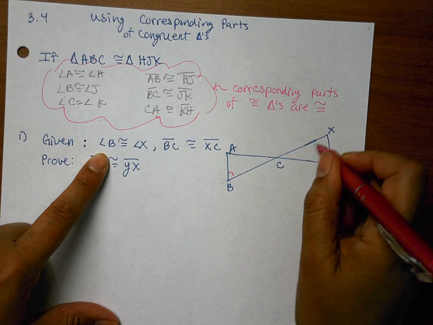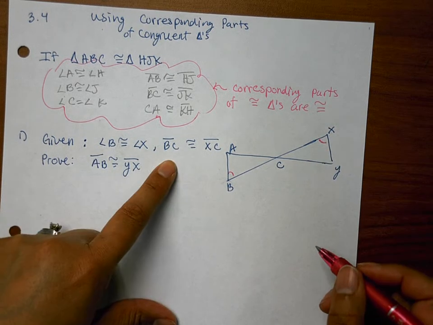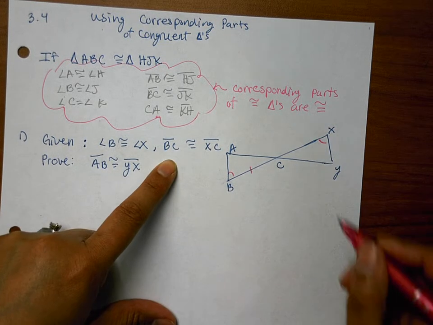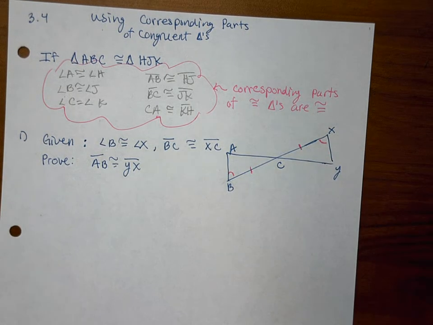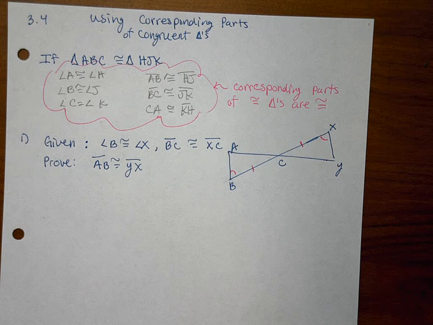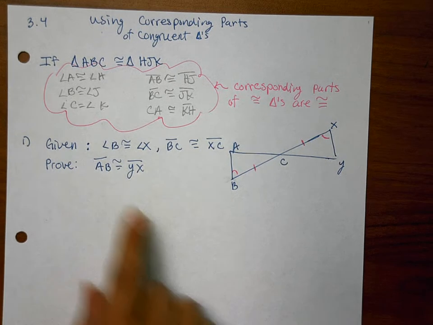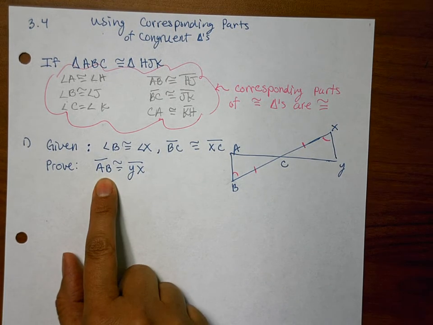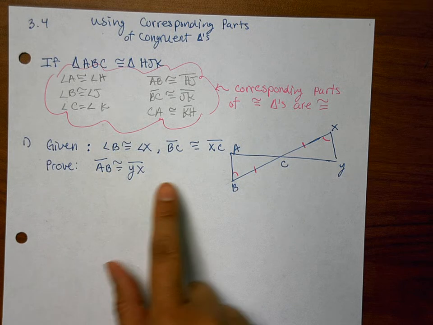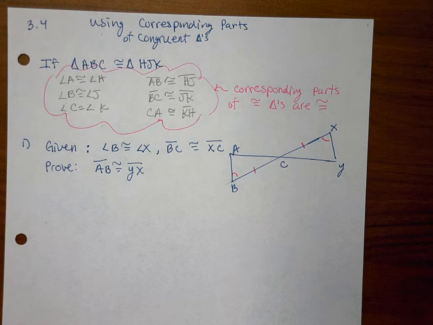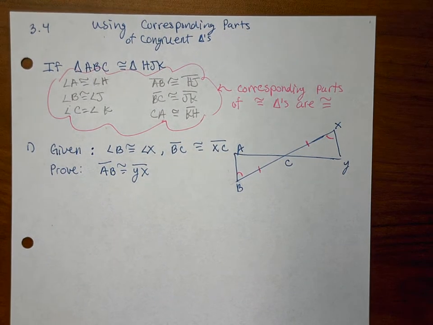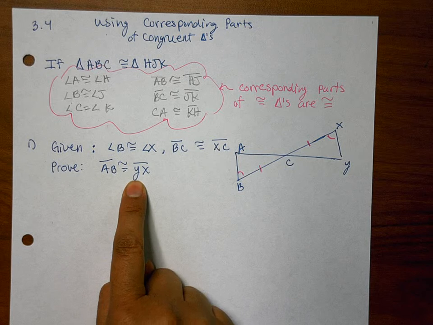All right, let's mark what's given. Angle B is congruent to angle X. BC is congruent to XC. Prove that AB is congruent to YX. Now, here is the deal. Look at what we're trying to prove. We're not trying to prove the triangles are congruent. We're trying to prove that parts of the triangle are congruent.